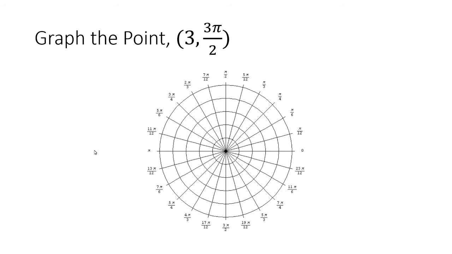This time we're going to be graphing in radians. So this one doesn't have a scale for us, but we're just going to say this is 1, 2, 3, 4, and 5. Okay, so we want the point 3, 3 pi over 2. So all we're going to do is find the angle 3 pi over 2, which is right down here. We're going to go out 3. 1, 2, 3. And that's going to be our point 3, 3 pi over 2.